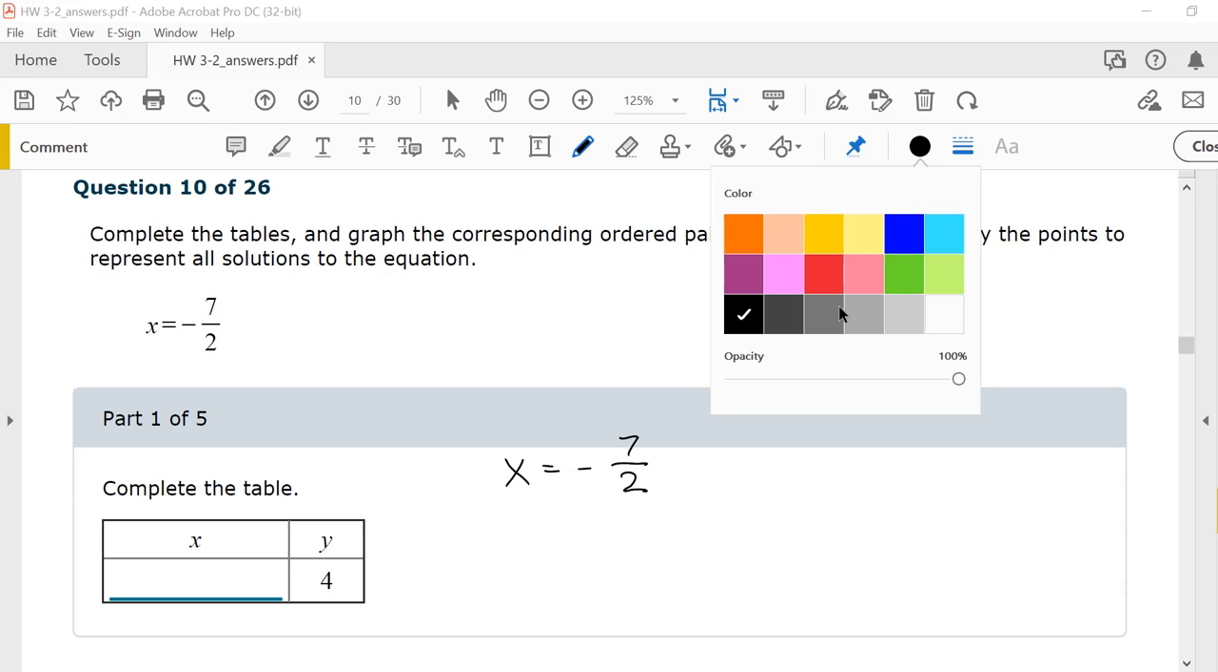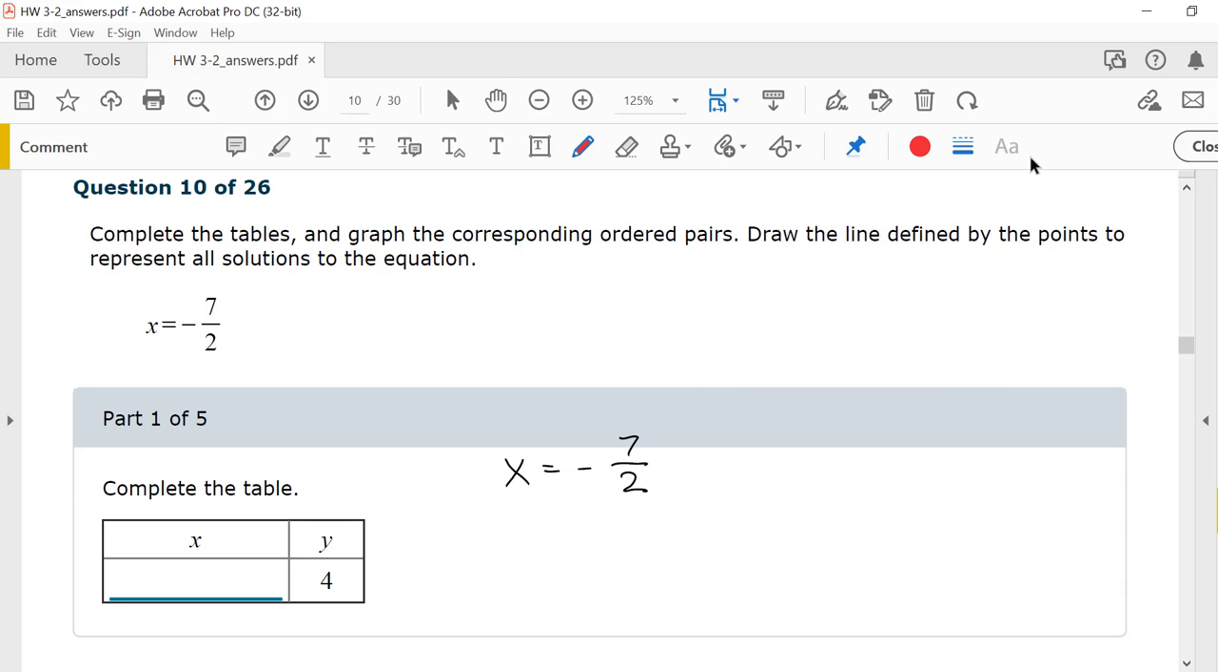We are supposed to find the x value when y is 4. If y is 4, there's no place to plug 4 in, so I immediately know that x should be -7/2. My point is -7/2, comma, 4.